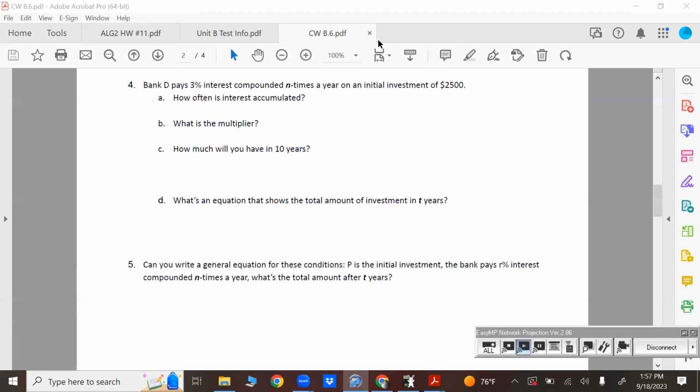Okay, 4 and 5 are more the same thing. It just asks you for a general formula. So how often is interest accumulated? If it's n times a year, n times a year. Right, that's how often it's accumulated. What's a multiplier? 1 plus 0.03 divided by what, guys? N, good. Now you guys are getting it.